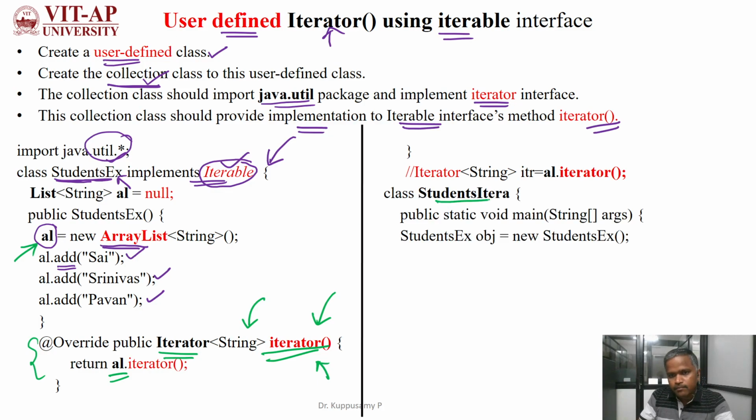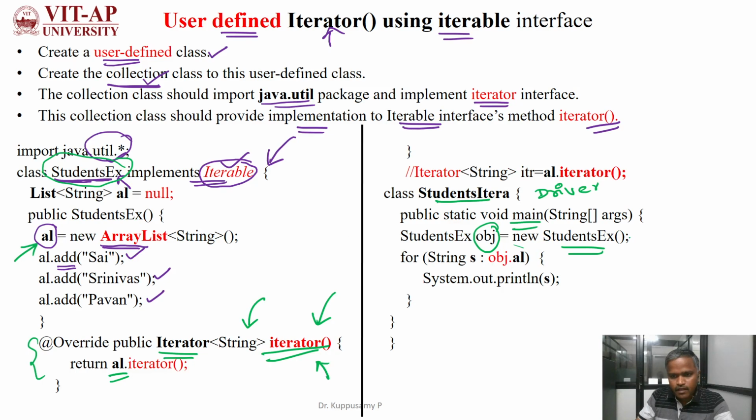Here I am defining the driver class, because it has the main method. Then I am creating the object of StudentsEx, the user defined class. Then it automatically calls the constructor, and inside the constructor I have the al object. For this I stored three values. So now this variable holds the ArrayList, and that ArrayList has three values: one is Shai, another is Srinivas, and the third is Pavan.